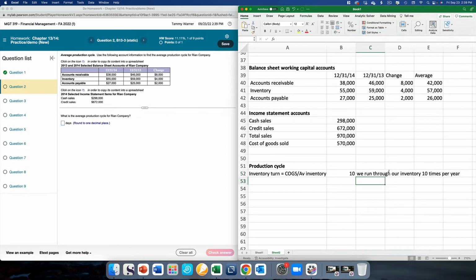Okay, what does that mean? If we're running through our inventory 10 times a year, that means that every 30-something days, right, we run through it. If it's 10 times a year, then what you do is you divide 365, the number of days in the year, by 10 to get how many days sales you have in inventory. So we call this our production cycle. Just 365 divided by turn.